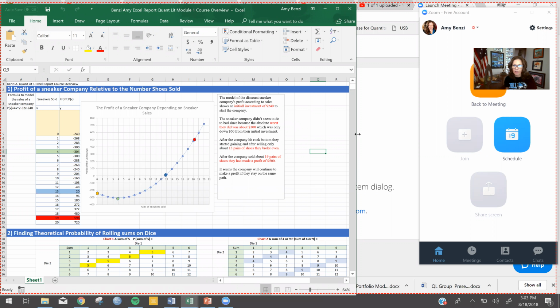Rolling a 12 was the least probable outcome of all of the outcomes in this problem, and then the most likely outcome would be rolling either a 4 or a 9, which had the highest probability for this problem.